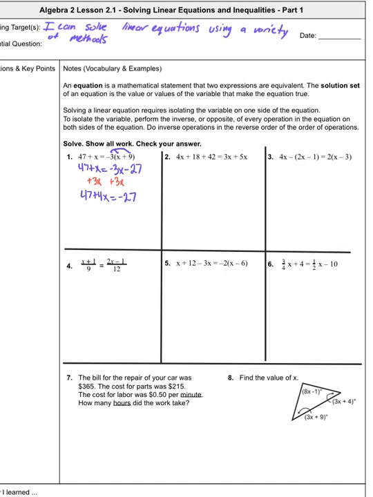From here, we are going to subtract 47 from both sides, giving me 4x equals -74. So now that we've got all the x's on the same side alone, we just want to get one x by itself. So we can divide by 4 on both sides. Our final answer, x equals -18.5.